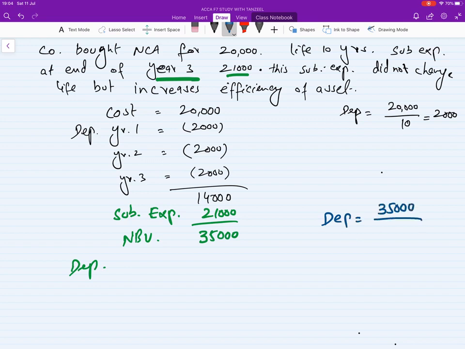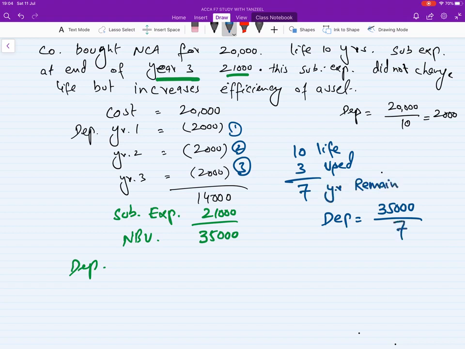new cost was 35,000. And what is the life? 10 years was the life. 10 years life. Okay, how many you have used? 1, 2 and 3. So it means 3 years used. How many remaining life? 7 years remaining. So 7. It means 5,000 is your new depreciation. In this year, the new depreciation is 5,000. So it means 30,000 gonna be the NBV.